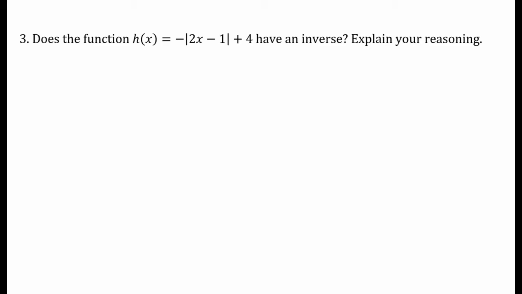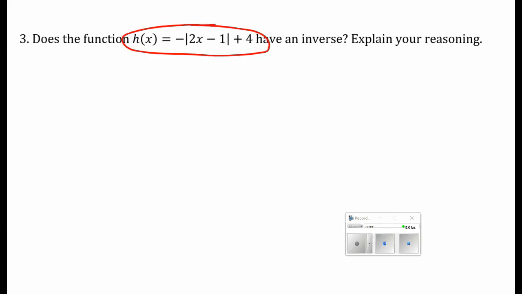Does the function h of x equal negative absolute value of 2x minus 1 plus 4 have an inverse? Explain your reasoning. I'm going to pull up my graphing calculator. So on my graphing calculator, I'm going to graph the function h. A function has an inverse if it's 1 to 1. So is h 1 to 1? Well, it has an inverse, but we want the inverse to be a function. Otherwise, we don't really care about the inverse. So let's go graph it.